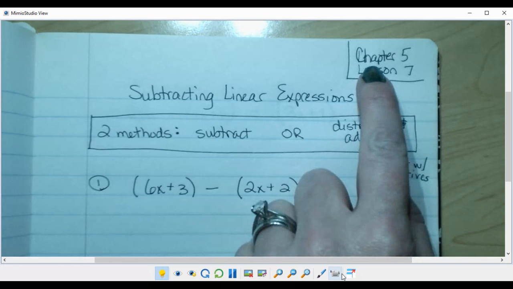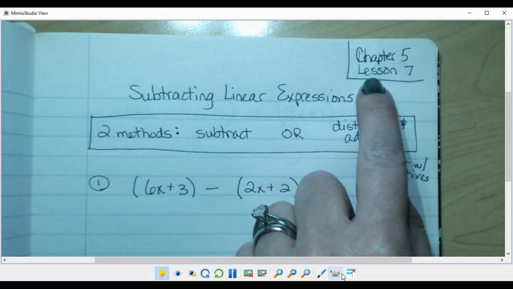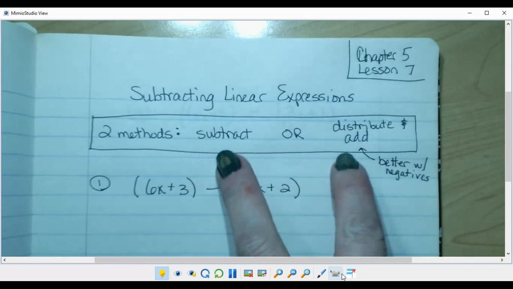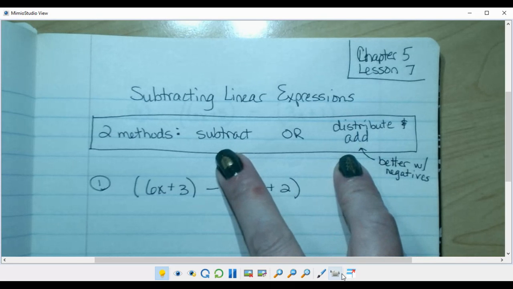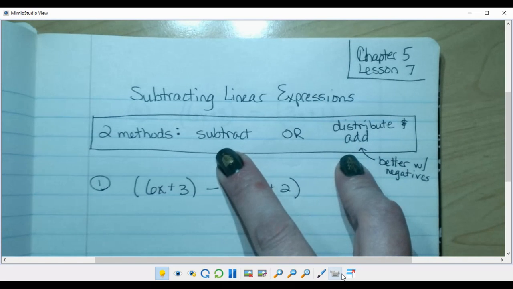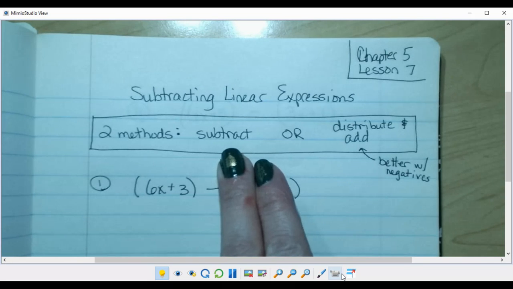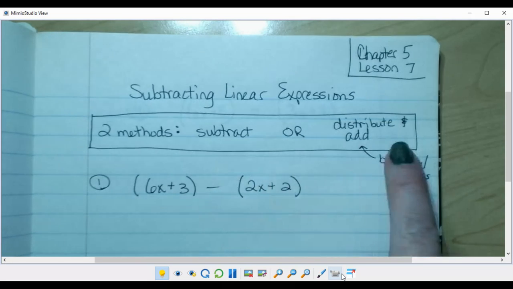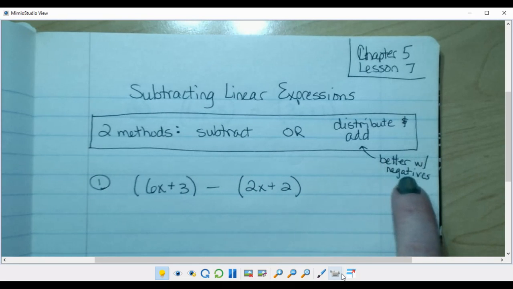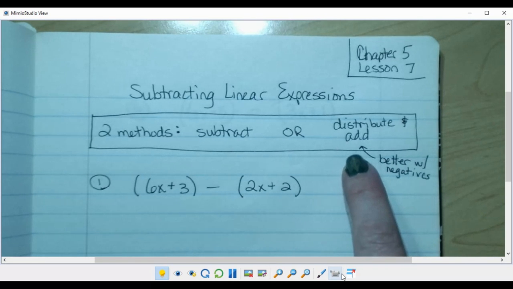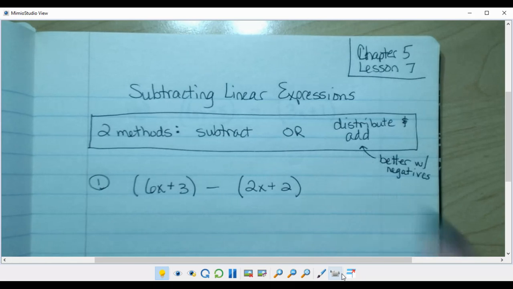If you need it, this is chapter 5, lesson 7, if you're looking in the book. There's two methods that I'm going to show you. Both methods work for every problem that I will show you today. Some problems are going to be better done with subtraction, and some problems are going to be better done with the distribute and add method, particularly if you see a lot of negative signs floating around in the problem. That's probably when you're going to want to do the distribution. Let's jump right into this.